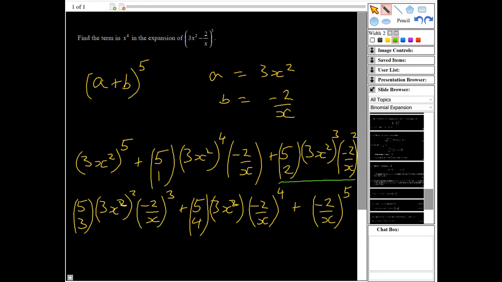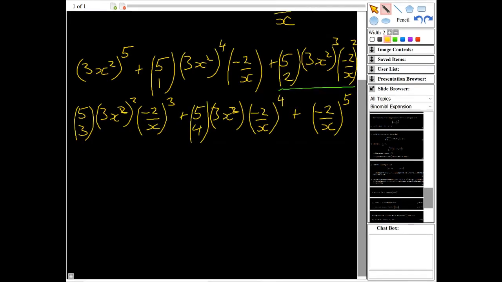If I look at this one, I'm going to get x squared to the power of 3, which is going to be x to the power of 6, but then I'm going to divide it by x squared, so that should give me x to the power of 4. So that's the term that I want to look at. I'm just looking for the term in x to the power of 4.